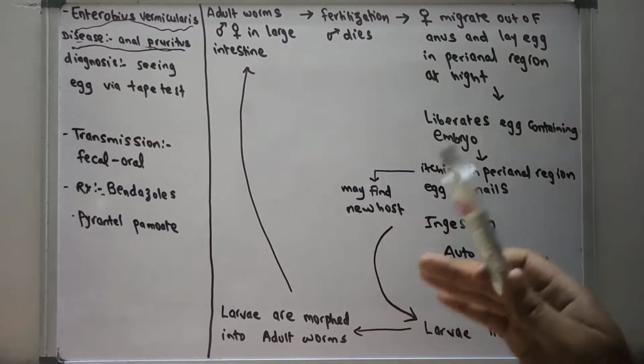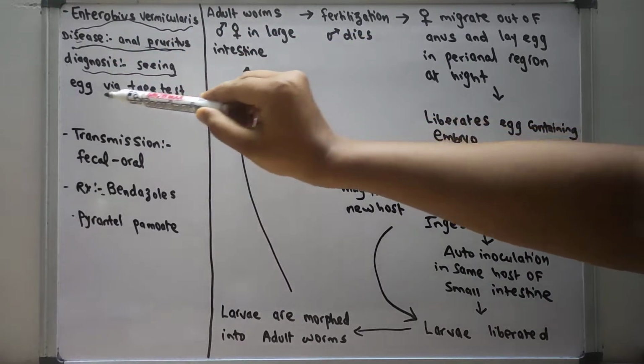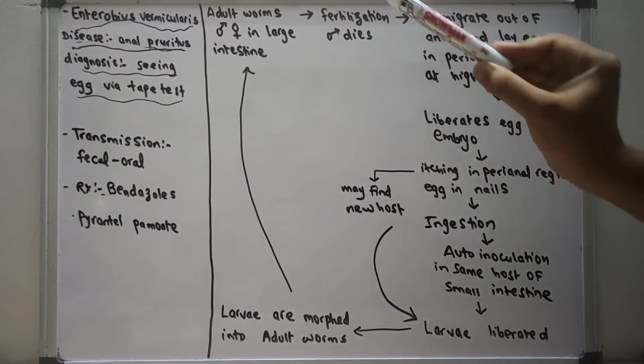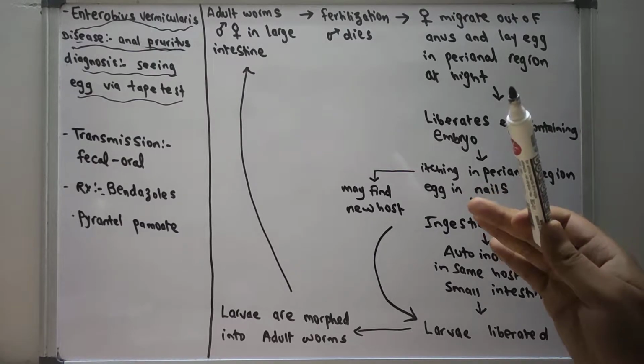So how do we diagnose this Enterobius vermicularis infection? We diagnose it by directly seeing the egg via the tape test. I will talk about the tape test in a minute.